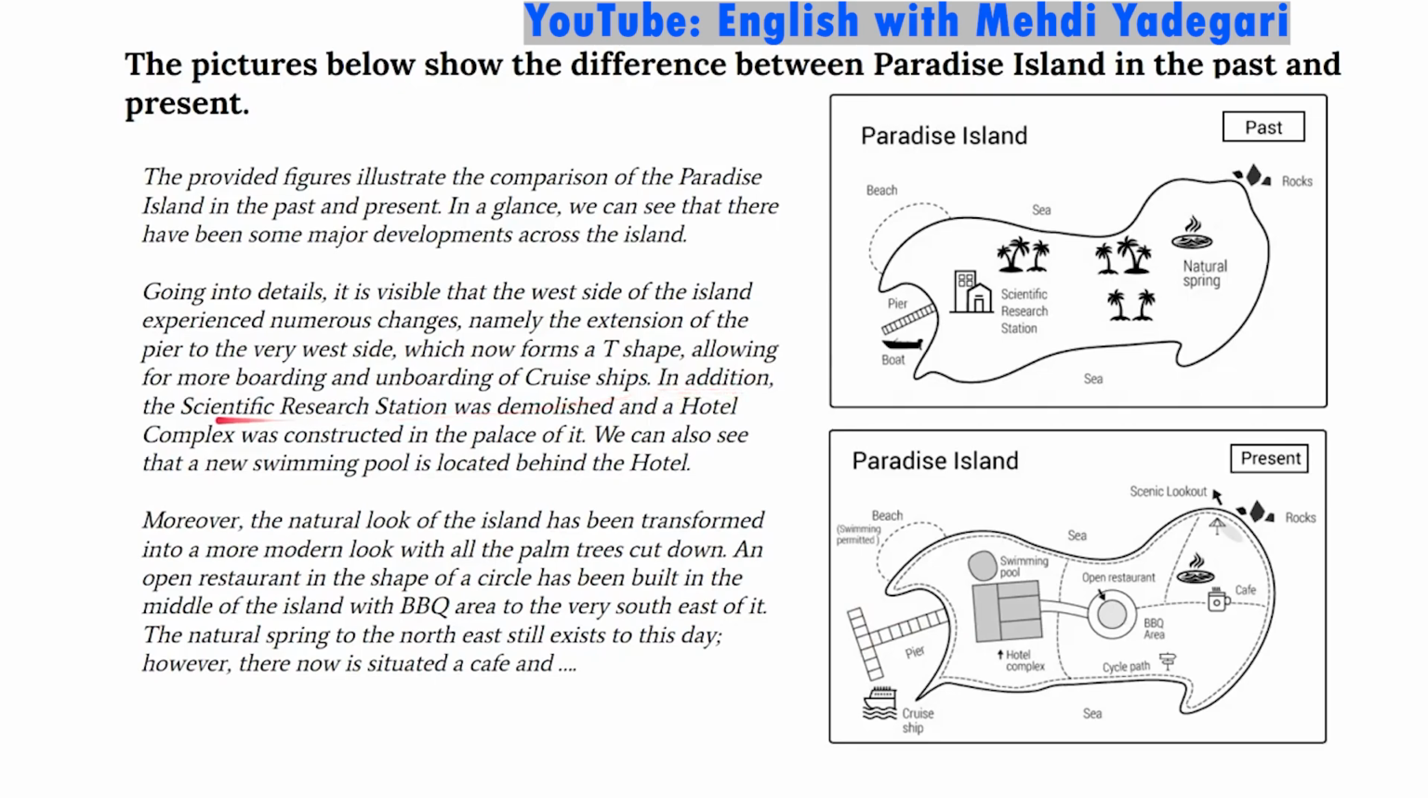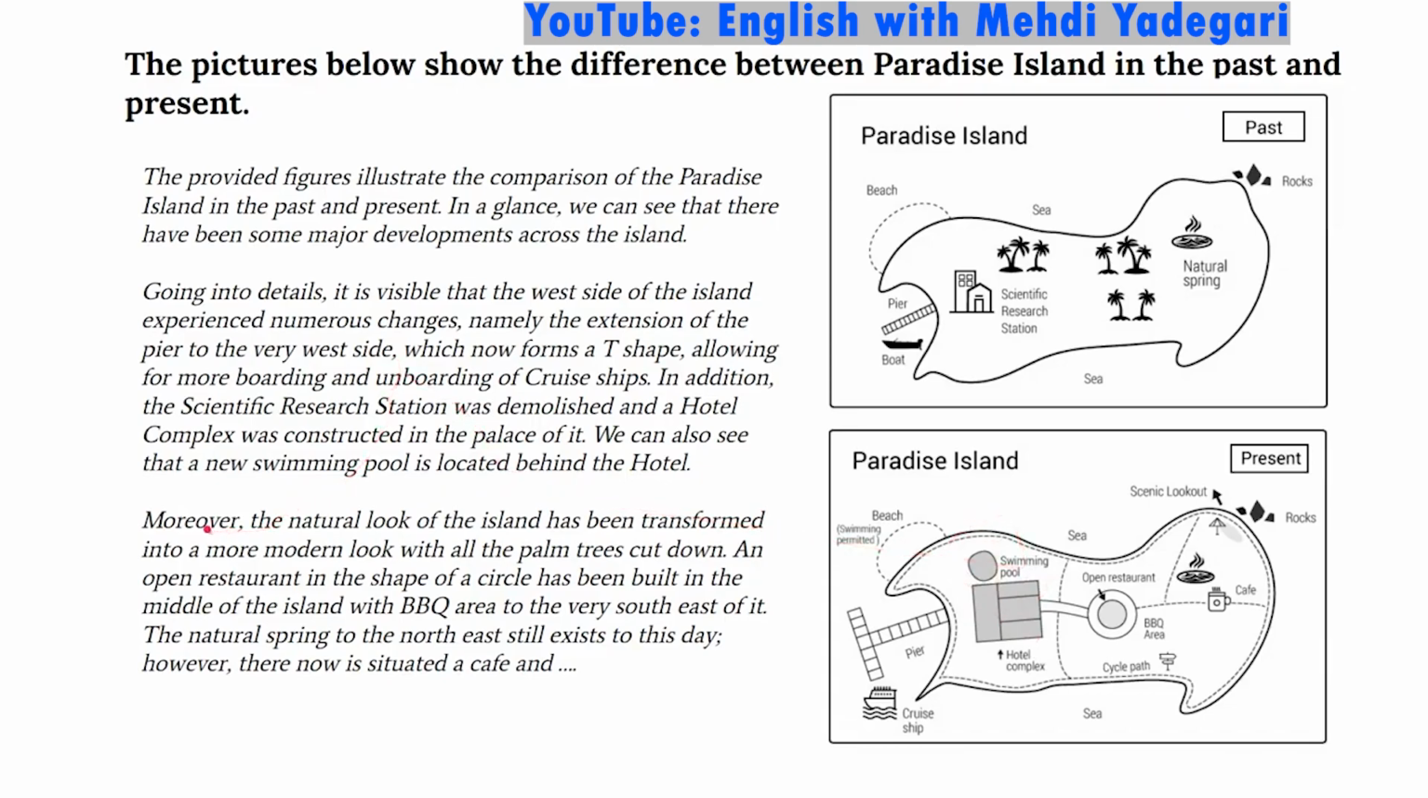In addition, the scientific research station was demolished and a hotel complex was constructed in the place of it. So the scientific research station, which used to be situated here in the past, no longer exists. Now we have a much larger complex, which is a hotel complex. So it was demolished, which means it was torn down, and a hotel complex was constructed in the place of it. The same thing that we had, the passive voice has been used here. We can also see that a new swimming pool is located behind the hotel, right here, behind.